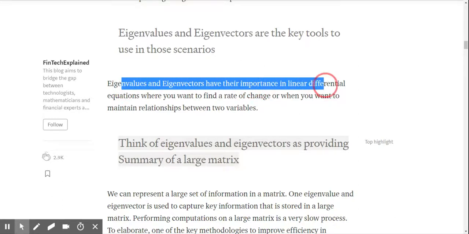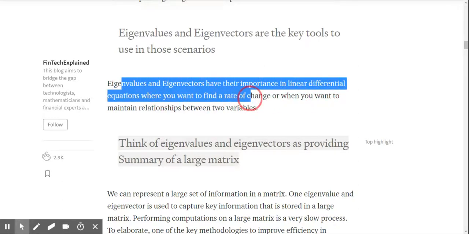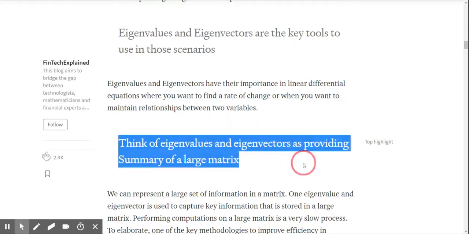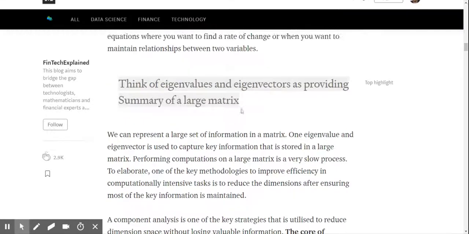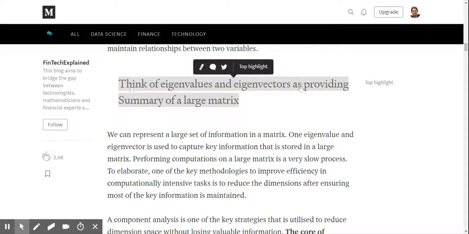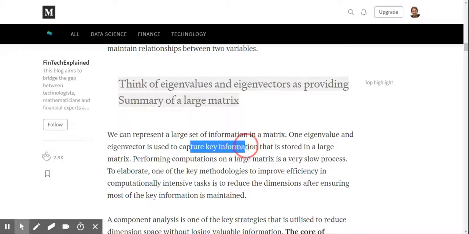Their importance in linear differential equations when you want to find a rate of change, or when you think of eigenvalues and eigenvectors. Okay, so that's one of those things that I was kind of suspecting, right? Providing a summary of a large matrix. So it can represent a large set of information in a matrix. One eigenvalue and eigenvector is used to capture key information that is stored in a large matrix. But I think it's not all the information.